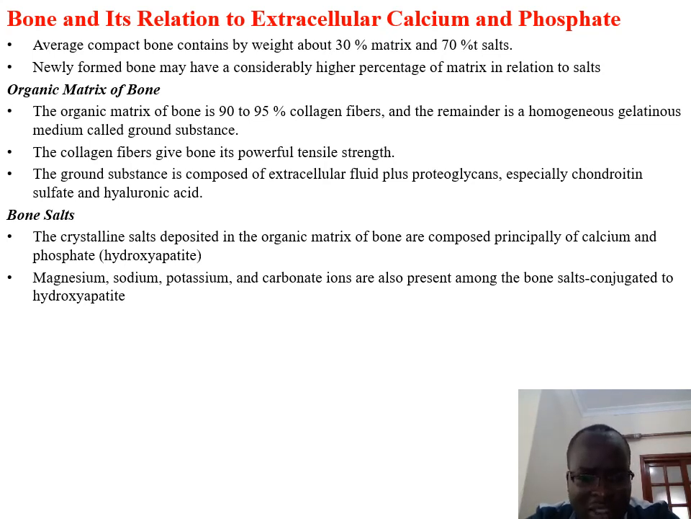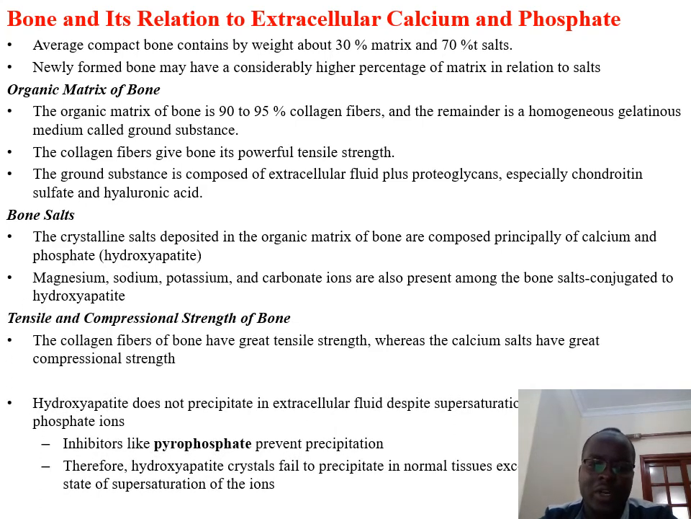Magnesium, sodium, potassium, and carbonate ions are also present among the bone salts. The bone salts are conjugated to hydroxyapatite. So on top of the calcium and phosphates, you can also find magnesium, potassium, and bicarbonates.